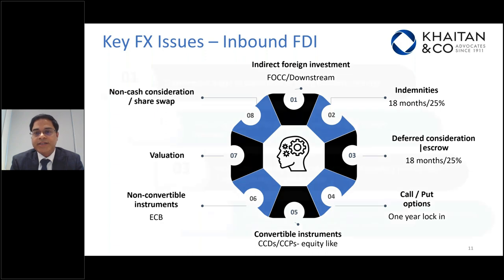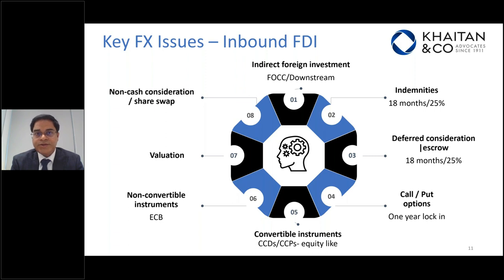Similarly, in relation to inbound FDI, there could be a concept of indemnity, or there could also be a concept of deferred consideration or creating an escrow mechanism. So in all these cases, we have to refer to the policy framework, where it has been clearly provided that if a seller who is exiting from an Indian entity wants to provide certain indemnity, such indemnity is allowed. But having said that, such indemnity cannot be more than 25% of the total consideration, and the maximum period for such indemnity would be 18 months.